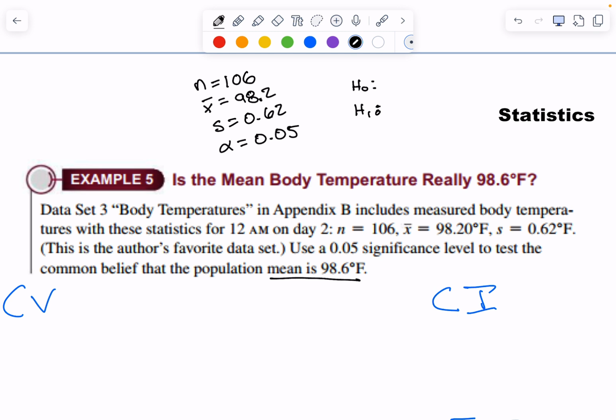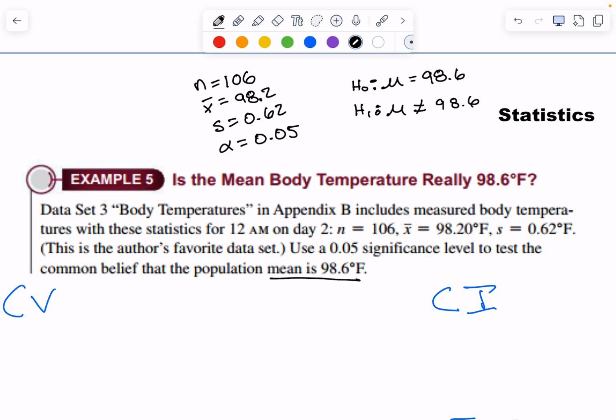And what variable are we using, by the way? Mu, because we're doing average, okay? And the top one is always equal to, so equal to 98.6. And the second one is which one? Not equal to. They don't say greater than, less than. They don't say anything like that, so 98.6.